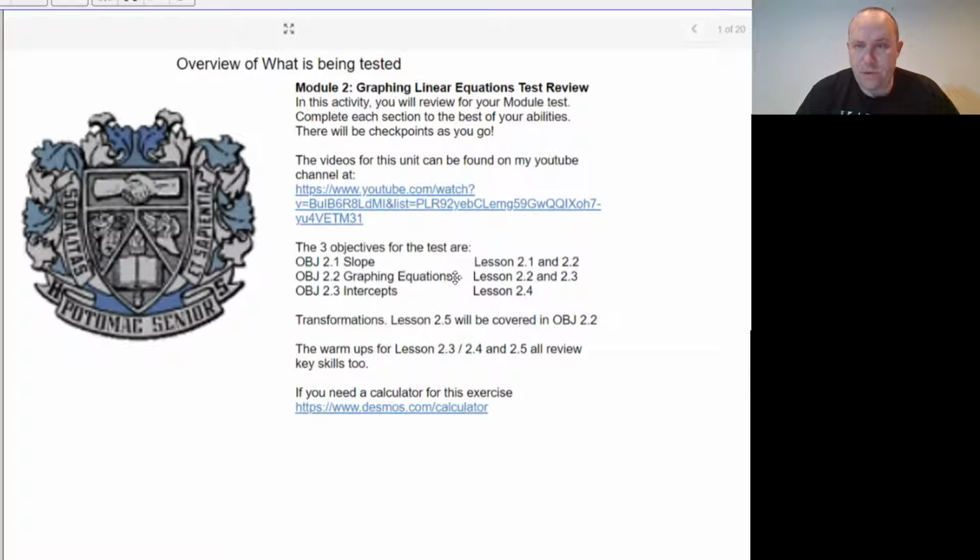And we're going to look at graphing equations on this one. So this is Lesson 2.2 and Lesson 2.3, although you get to practice these in some of the later warm-ups as well. And if you need the Desmos calculator, the link is down there for that.